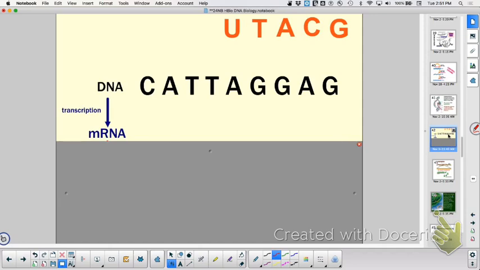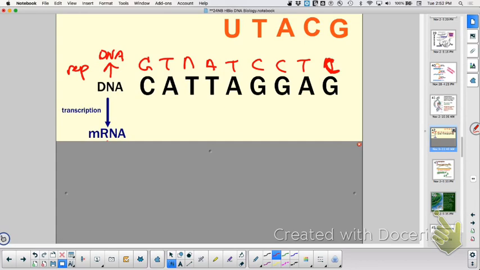If I was going to make more DNA and I was going to do replication, I would have obviously 2 strands of DNA. Who would be complementary here to this DNA? Yes, C, exactly. All right?